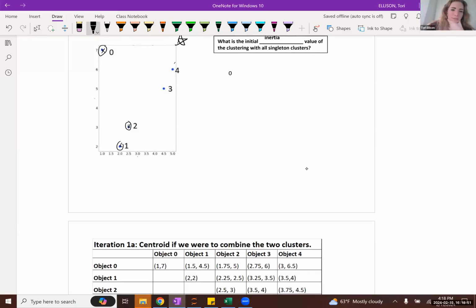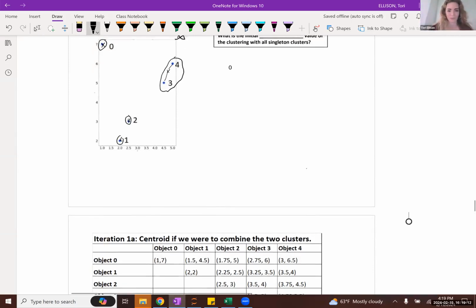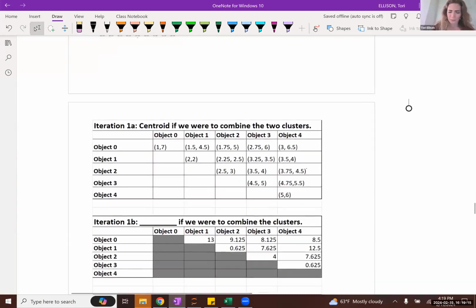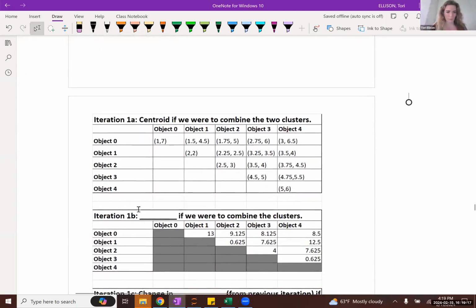So for instance, if we were to merge 3 and 4, then we want to think about where's the new centroid of that cluster. That'd be right here. And then we would want to approximate the new inertia of this resulting clustering with 4 clusters. We basically take these two distances here, square them, and add them up. The new resulting inertia of that new clustering with 4 clusters would have been 0.625.